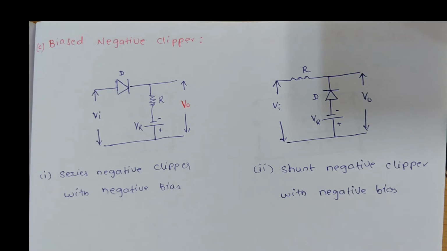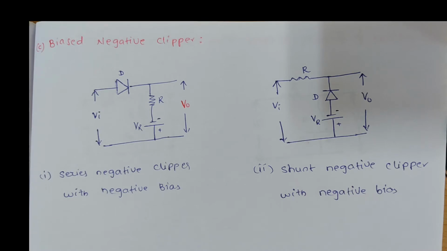In that we removed the small portion of positive half cycle. In the biased positive clippers we analyzed the series positive clipper and shunt positive clipper with the positive bias and negative bias. Today we will discuss the biased negative clippers.